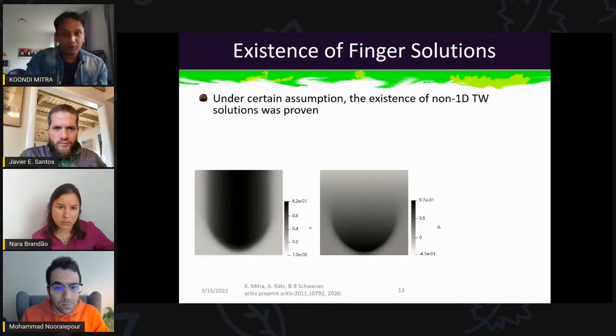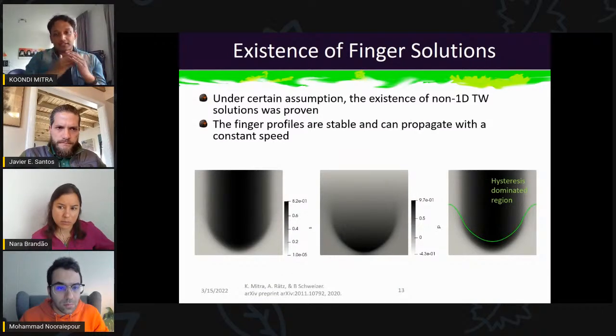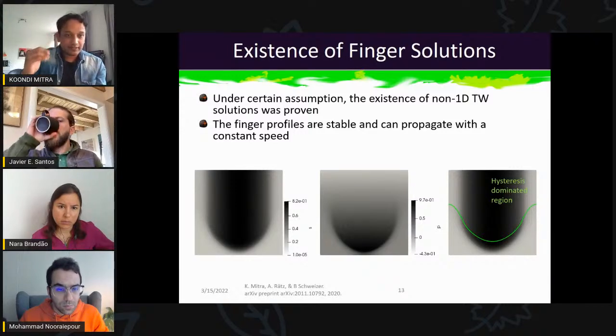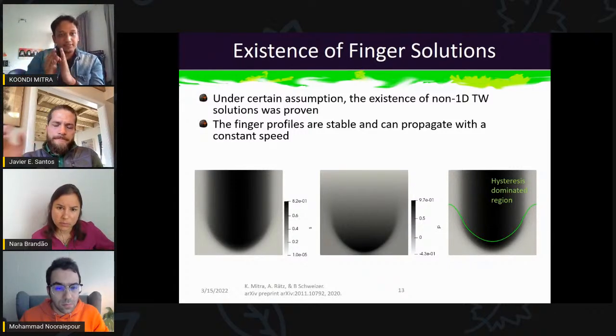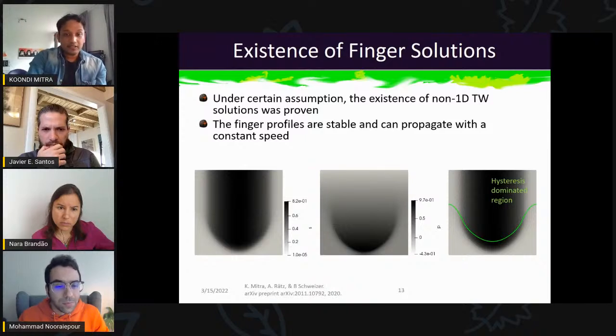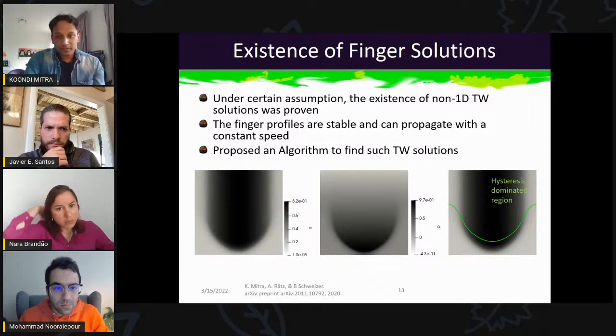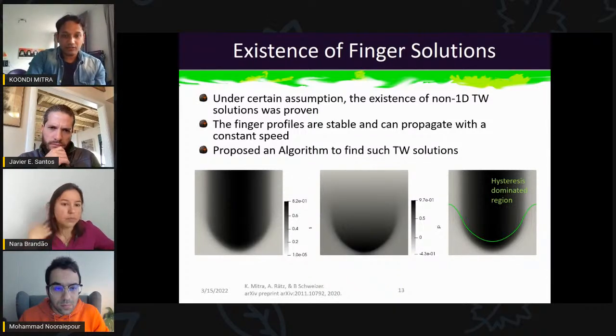So long story short, we could prove that non-1D traveling wave solutions, finger solutions, do exist with a given wave speed. And we could also show that this solution has a structure where there will be a free boundary, beyond which there will be a hysteresis-dominated region. And because of this hysteresis, because it's difficult to dry out the finger, to dry out water from the region which has high saturation, these fingers will become stable. We can also come up with an algorithm which can give these results, as we have shown below, numerically. And this result is also now submitted.